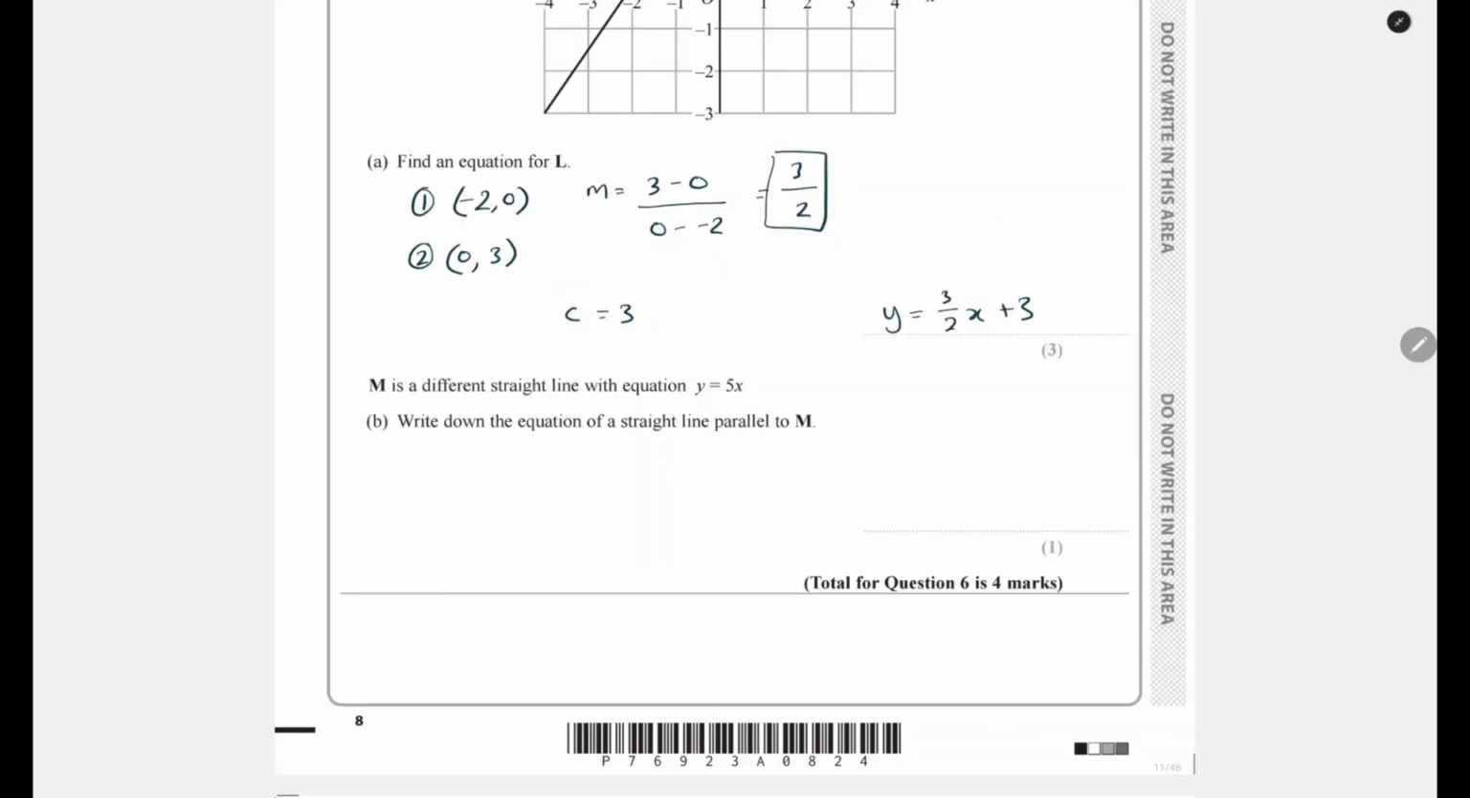Part B says that m is a different straight line with equation y equals 5x. Write down the equation of a straight line parallel to m. The term parallel here is very, very important. Whenever two lines are parallel, we say that the gradients are exactly the same. And so we just need to figure out any straight line with the same gradient. The gradient of the original line is 5. So we can just write that again as y equals 5x and put anything there, for example, minus 2.